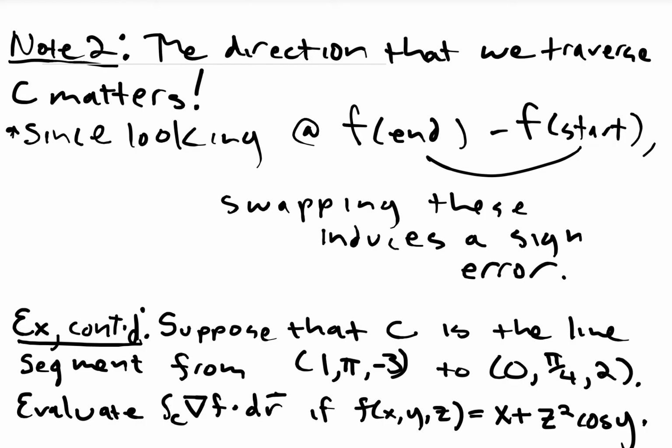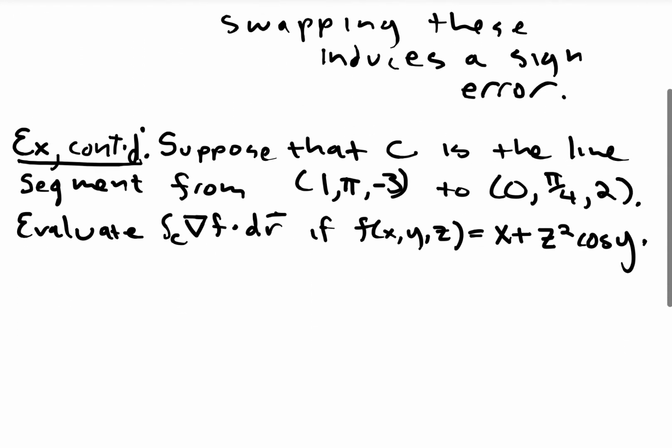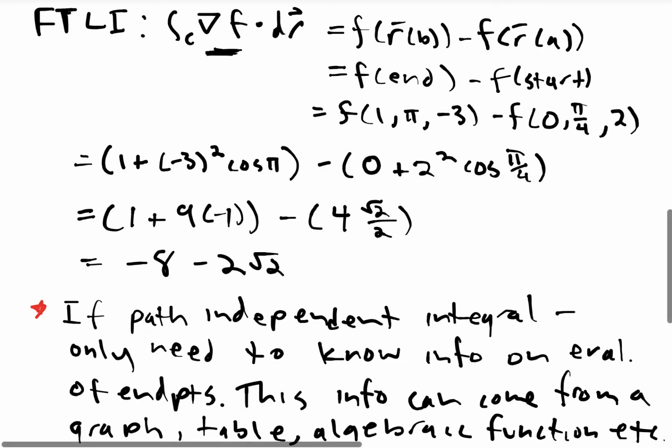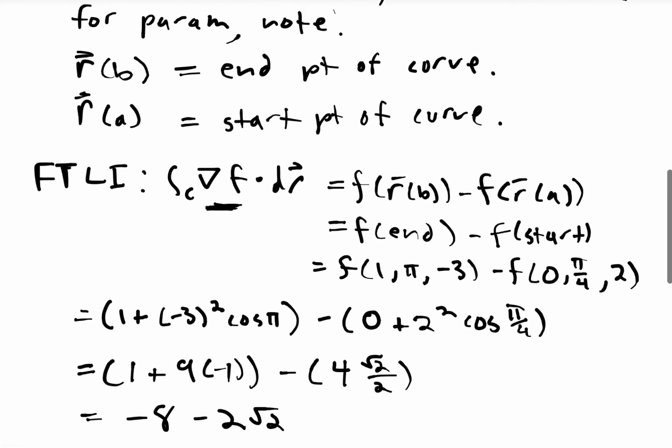What I have right here is an example where we suppose we've got this line segment from (1, pi, -3) to (0, pi/4, 2), and I'm asking you to evaluate this function. Hopefully this looks familiar, and the reason I say that is this: let's look at the last example that I gave you.